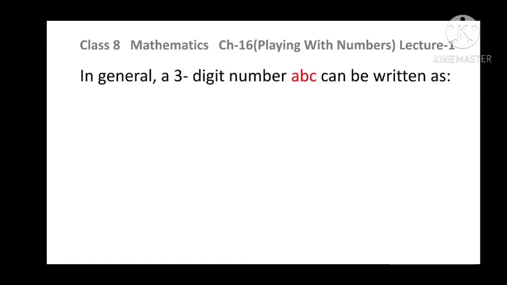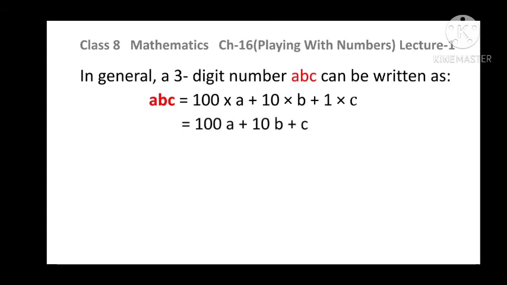So in general format, if I observe that ABC can be any number, so it will be written as ABC is equal to 100 into A plus 10 into B plus 1 into C. As at hundreds place, we have A as digit, at tens place we have B as digit, and at ones place we have C as digit. So it will be 100A plus 10B plus C.